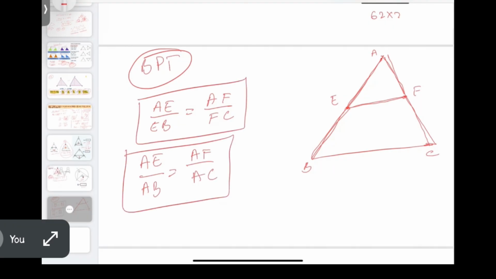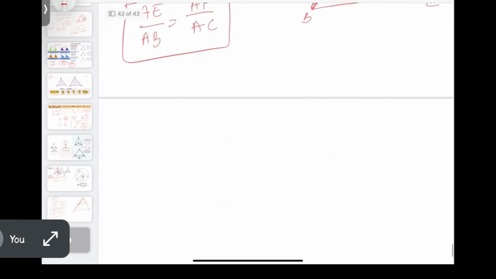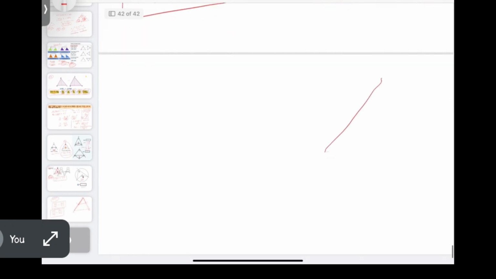So there are two conditions for this one BPT. That means this half divided by full and this half divided by full. What is AE? AE is still this one only. From this point till this point is AE divided by this one and so on. Okay. So I'll just give a question and we'll end here. The question can be asked this way. A, B, C, and this one is E and F.